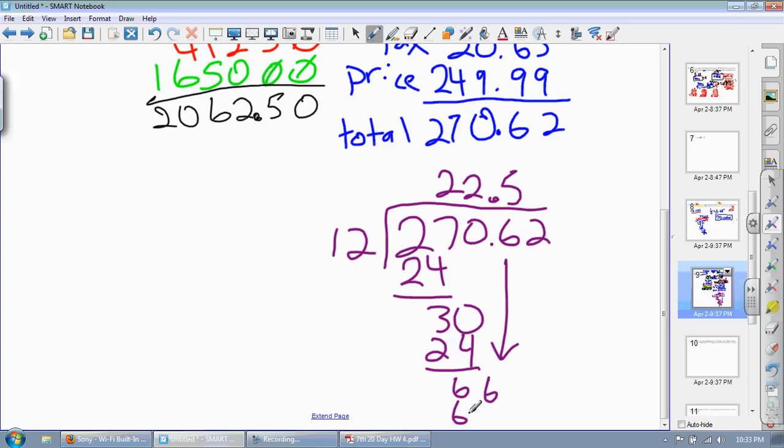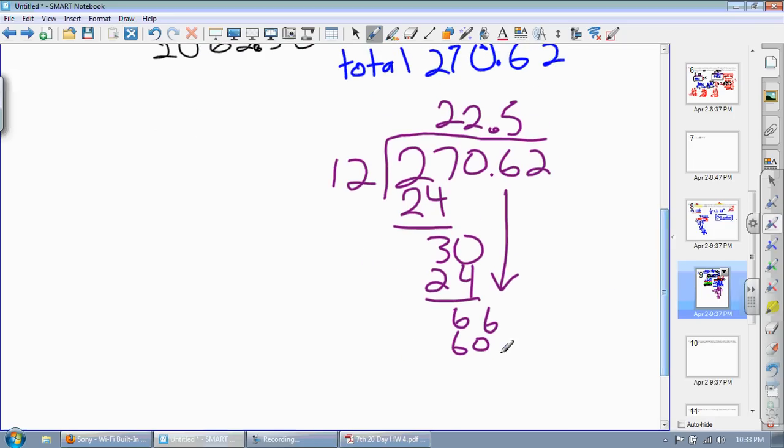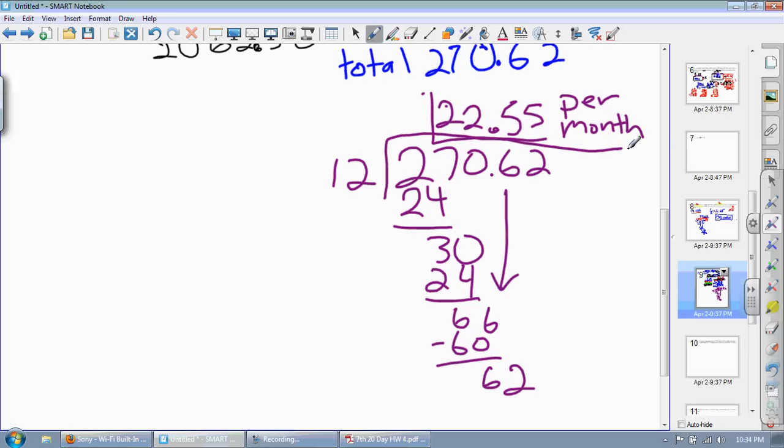So subtract, we get 62. So we get about $22.55 per month. So if you buy that fancy Blu-ray player and you want to pay once a month for 12 months, you'd end up paying $22.55 a month. There is your final answer.